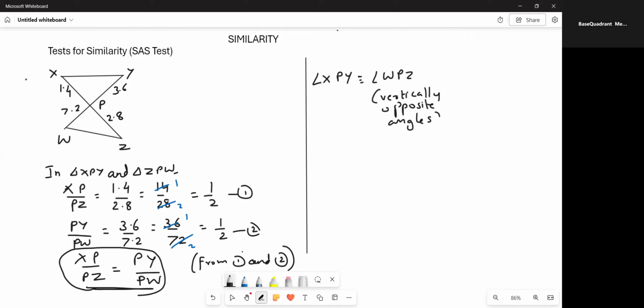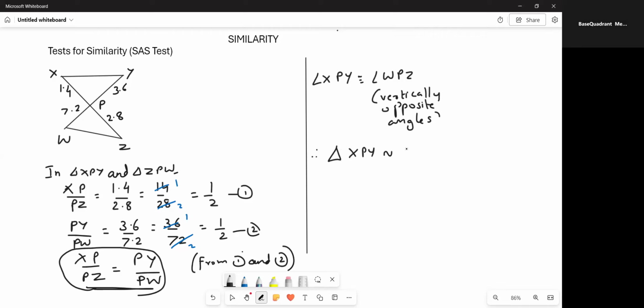And one more thing we have to check, what is that? Is the angle between the two sides in both the triangles. In the first triangle, these are the sides and this is the angle we have taken. Angle is between the sides. In the second triangle also, WP and PZ are the sides. This WPZ is the angle between the sides. So the angle is between the sides in both the triangles, which means we are ready to now call it similar by SAS test.